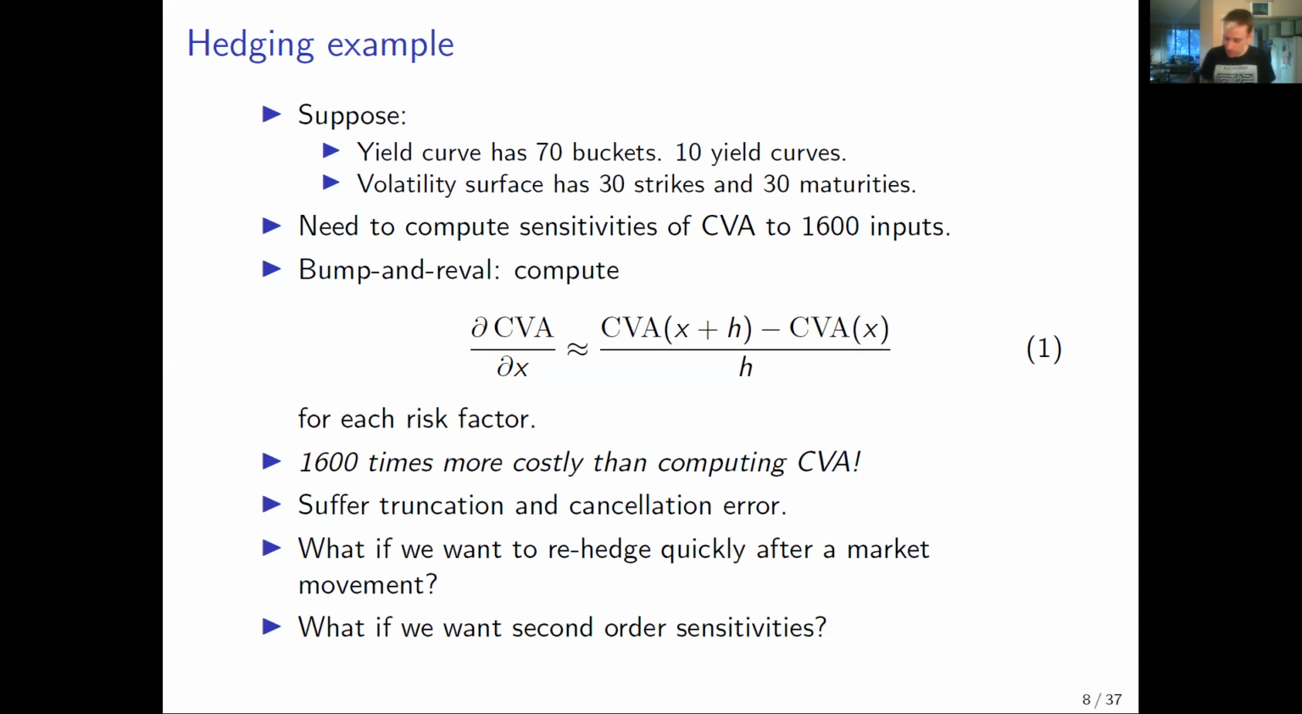So what happens if the market moves unexpectedly during the day and we want to re-hedge? Well, we need to recompute our Taylor approximation, so we need to recompute all these partial derivatives. But if we use this approach, it'll be too costly to do in any reasonable amount of time, and this might result in trading blind or unexpected losses. So this is not an ideal situation.